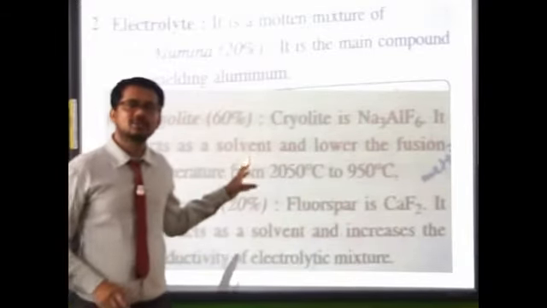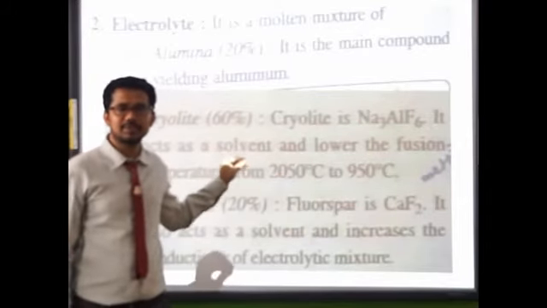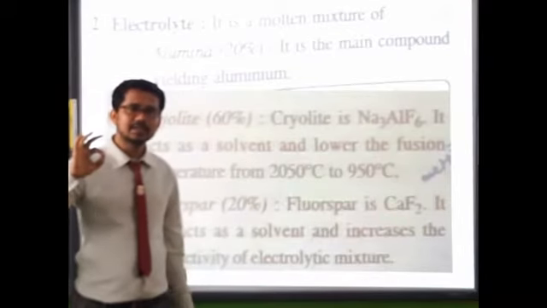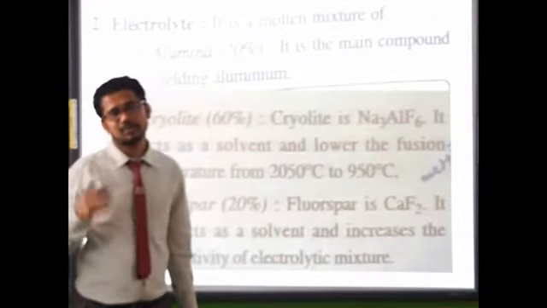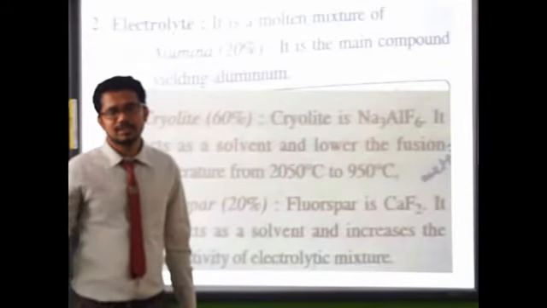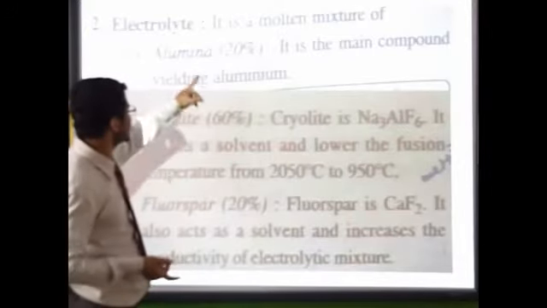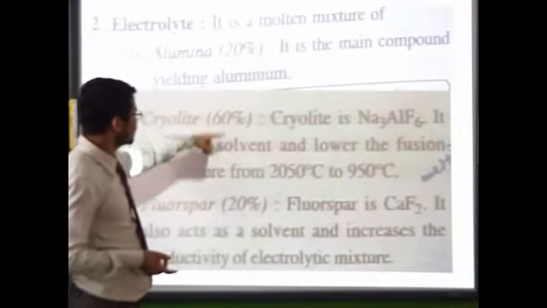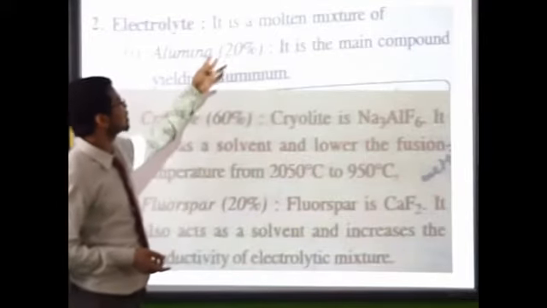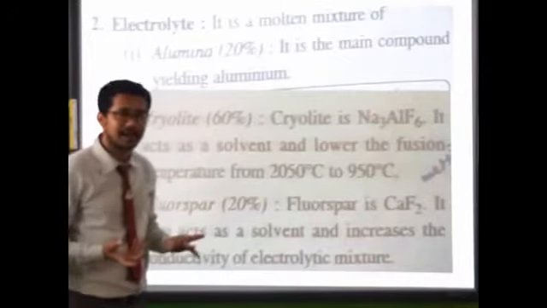So the electrolyte used for extraction of aluminium contains three components: cryolite, alumina and fluorspar. And what is the ratio? Alumina 1, cryolite 3, and fluorspar 1. So 1:3:1. One part of alumina, three parts of cryolite, and one part of fluorspar we have to add.